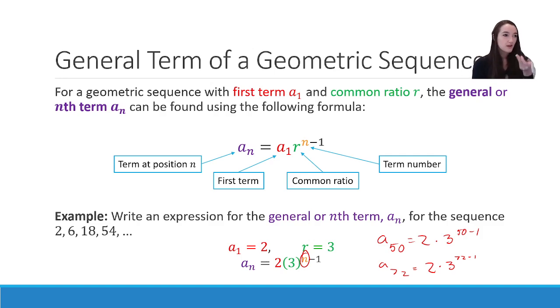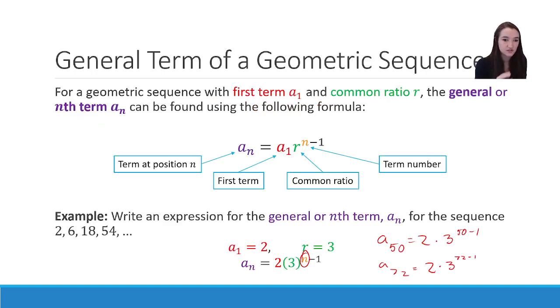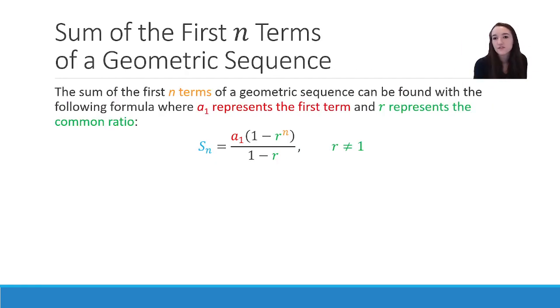And finally, our last formula to know is, of course, just like we did for arithmetic, the sum of the first n terms of a geometric sequence. So this is if I was going to take 2 plus 6 plus 18 plus 54 and so on. I want to sum these up. How would I find that sum without having to actually add all these numbers?